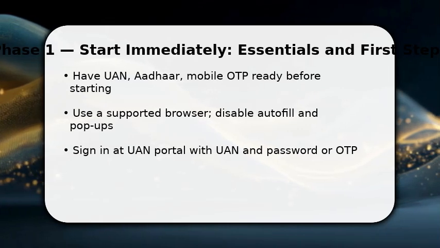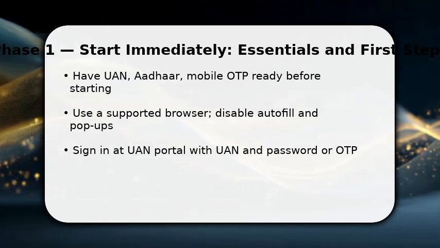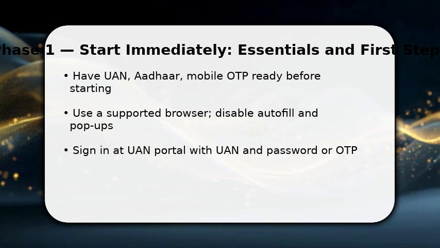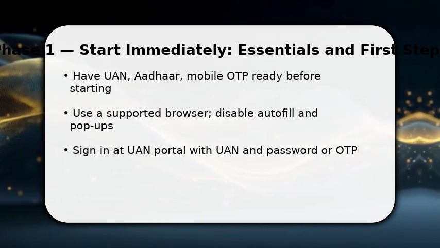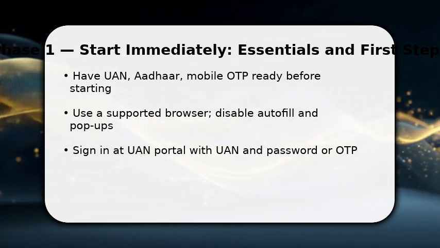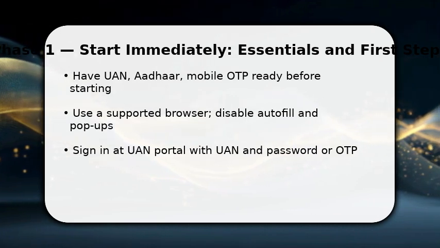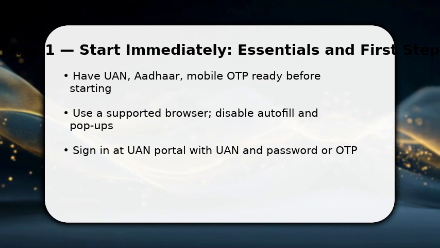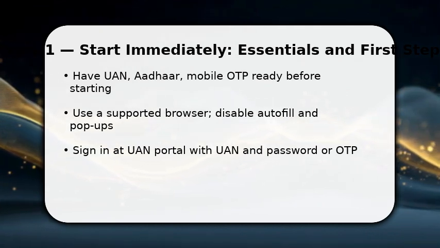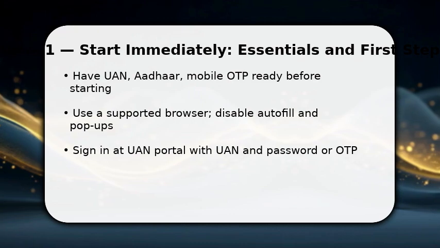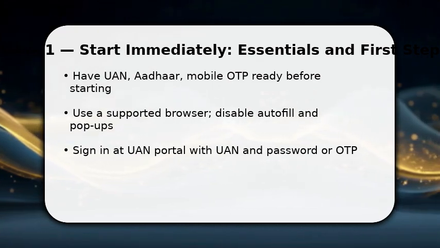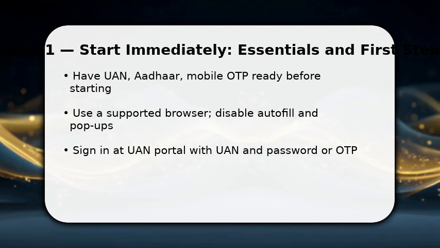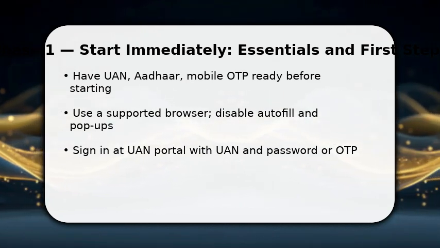You start by confirming two essentials, your UAN and the mobile number linked to it. Once you have those, open the UAN portal in a modern browser and sign in using your UAN and current password or the OTP option. If you cannot recall the password, select Forgot Password Now, follow the OTP verification on your registered mobile. Make sure the number displayed is correct, because the reset flow sends codes to that device.